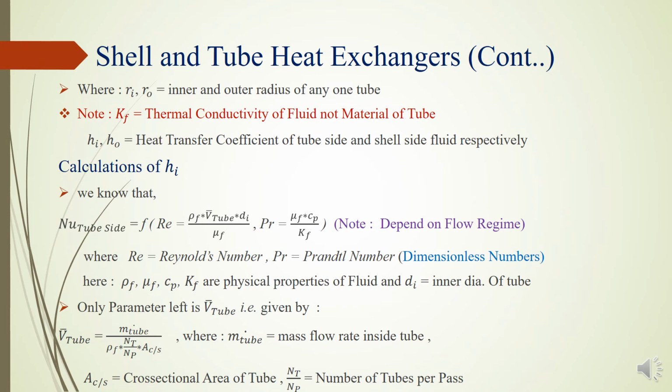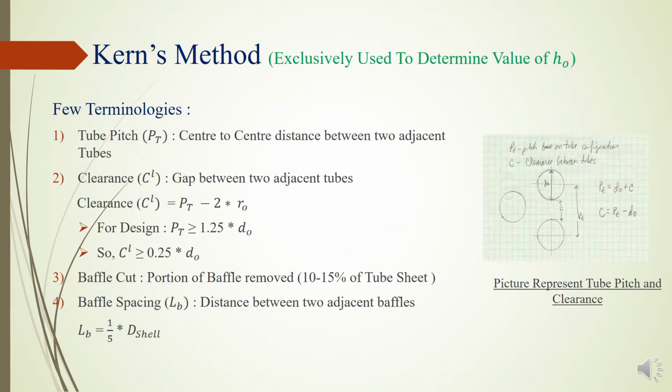Nusselt number is equal to Hi di by Kf. So the only parameter left is the velocity of the fluid inside the tube, that is given by V bar, which is equal to the mass flow rate of the fluid in the tube side divided by rho f into the number of tubes per pass into the cross-sectional area. So by evaluating V bar, we get to know what is Hi, that is the heat transfer coefficient of the tube side. So we have calculated Hi, that is the tube side heat transfer coefficient.